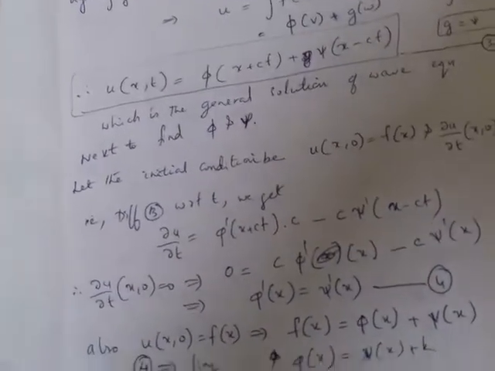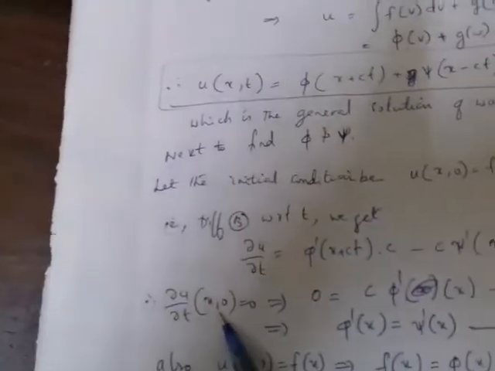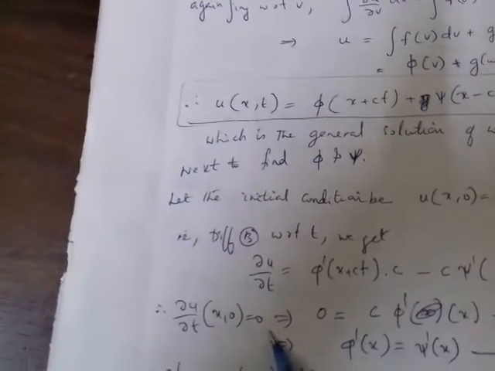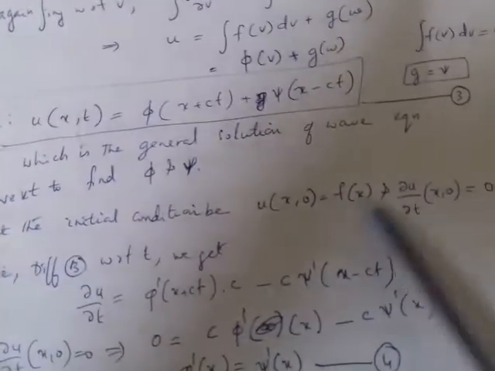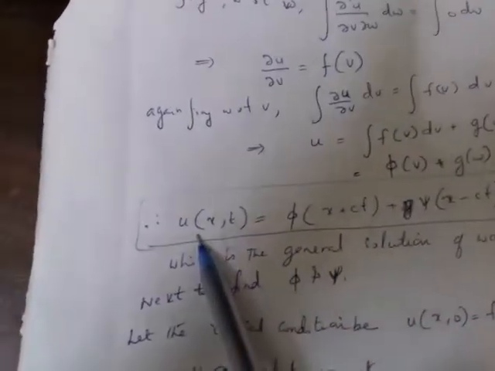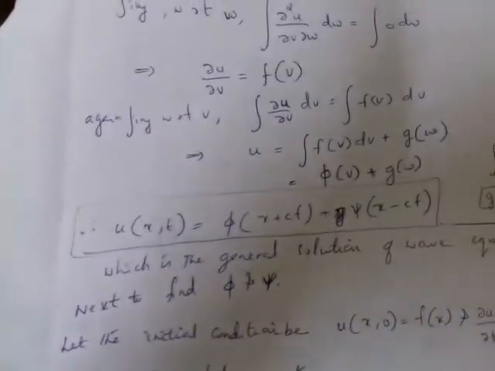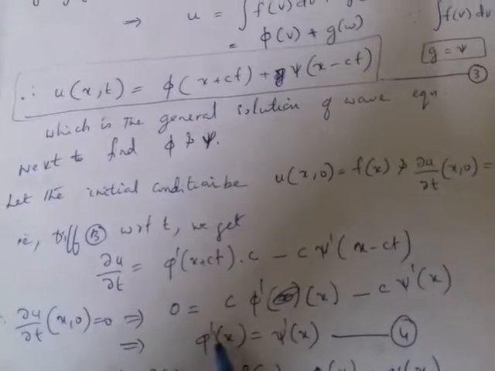Next, initial conditions. We set the initial conditions as ∂u/∂t at (x,0) is 0. That is, initial velocity is 0 and initial displacement is u(x,0) equals f(x). If these are the two initial conditions, then we can differentiate this with respect to t. So ∂u/∂t is phi dash into c minus c into psi dash, and it is given that u(x,0) is f(x), and ∂u/∂t at (x,0) is 0.